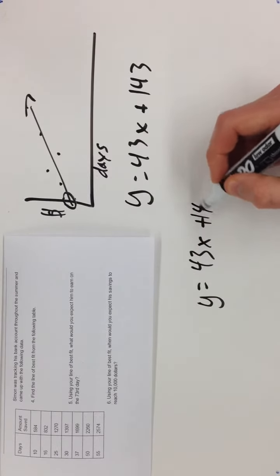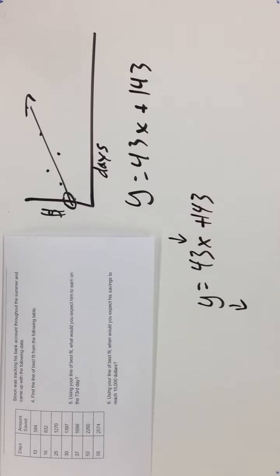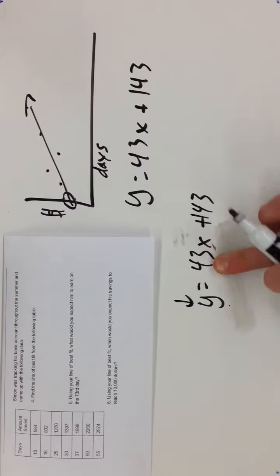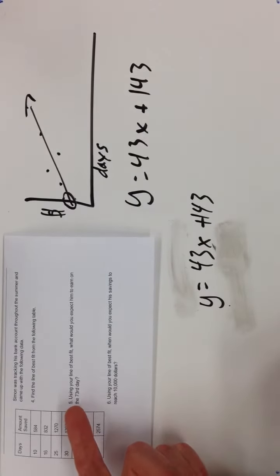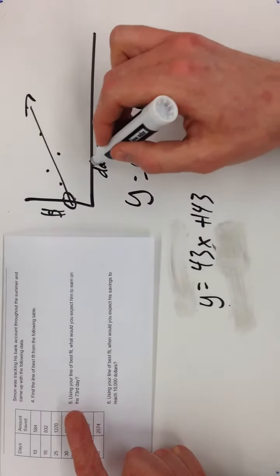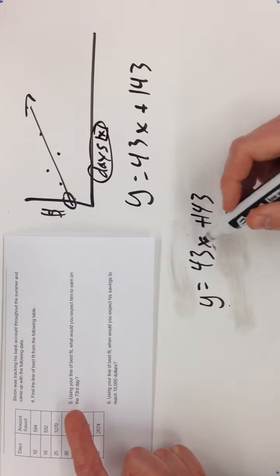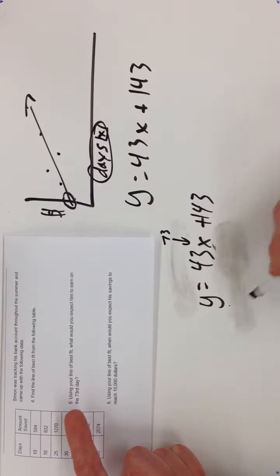I can plug in an x to get out a y, or I could plug in a y to get out an x. The question is, which one are we dealing with? So we're just going to listen to what the question's telling us. It's the 73rd day. Days are my x, right? So I'm going to plug that in for x. We're trying to figure out what he's got on the 73rd day.